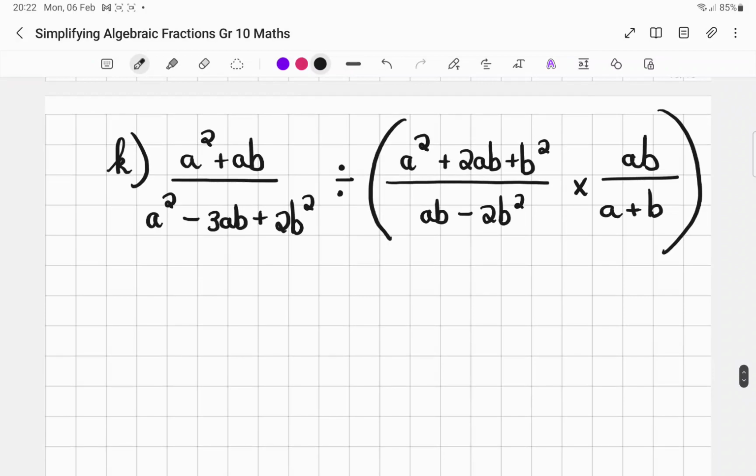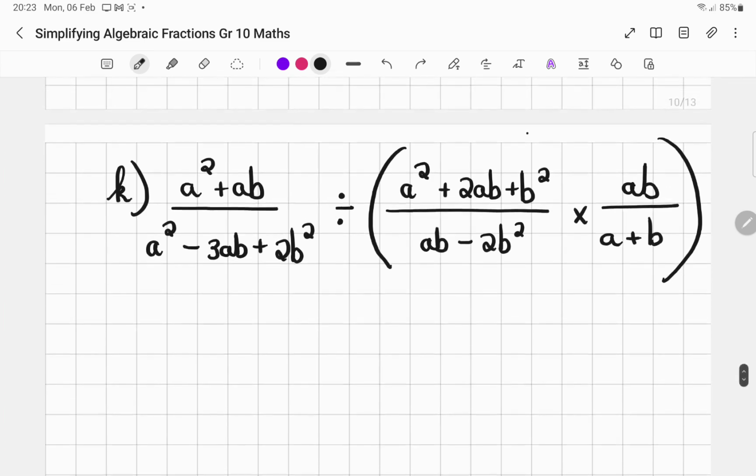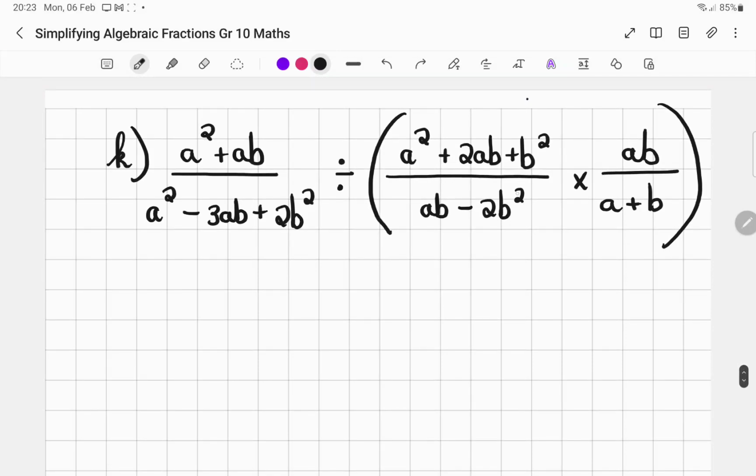Okay, so this one looks hectic. I'm first going to simplify this bracket over here, because brackets and then exponents. So I'm going to first simplify the bracket, and then with your answer I'm going to times and tip. You can also times and tip everything. So the ab minus 2b squared goes at the top, times a plus b at the top, over a squared plus 2ab plus b squared times ab at the bottom. But I'm going to first simplify, because otherwise it looks a bit hectic.